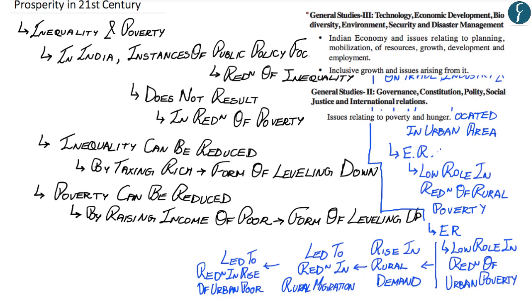It would be placed in GS Paper 3 in economic development, in the subsection inclusive growth and issues arising from it, and it would also be placed in your GS Paper 2 in the social justice section, and more specifically issues relating to poverty. And so now with this, we move on to the next article.